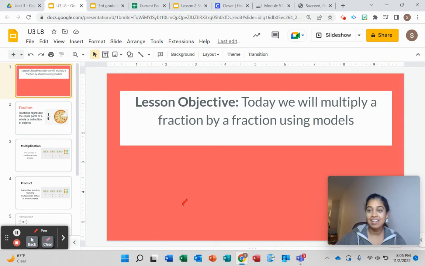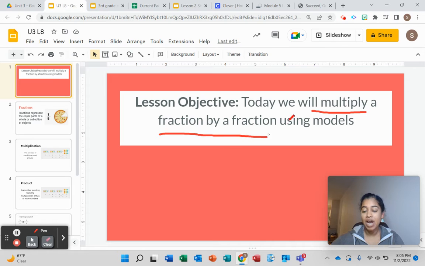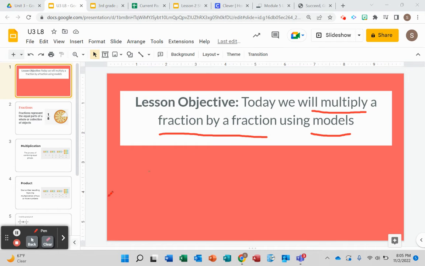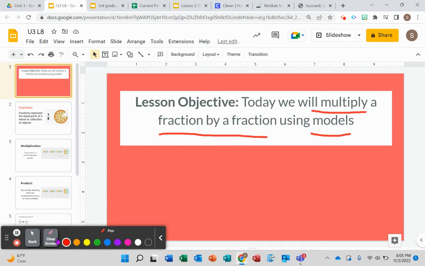Let's go over today's lesson objective. So, today's lesson objective is today we will multiply a fraction by a fraction using models. Okay, let's go ahead and get started. We're going to need a lot of room, so I'm going to X my camera out. Let's go ahead and go on to our next slide. I'm going to leave our slides like this for today.